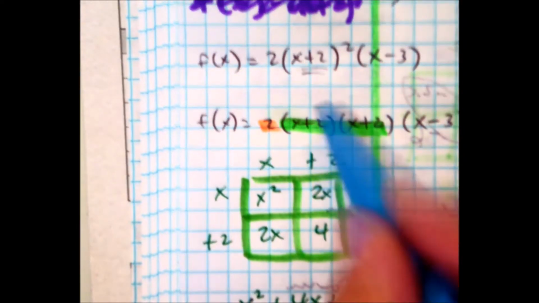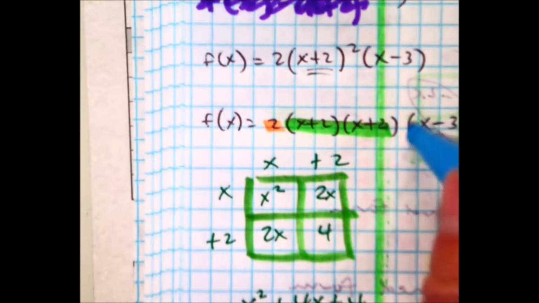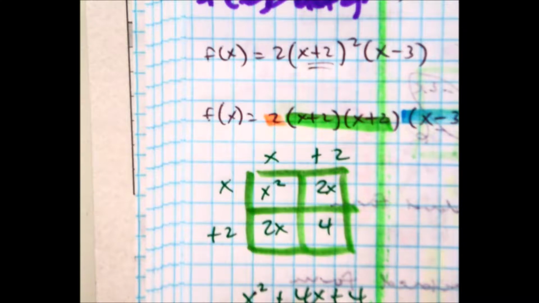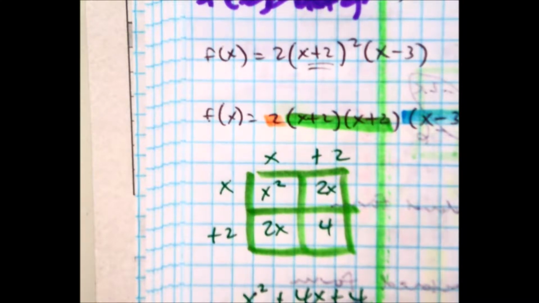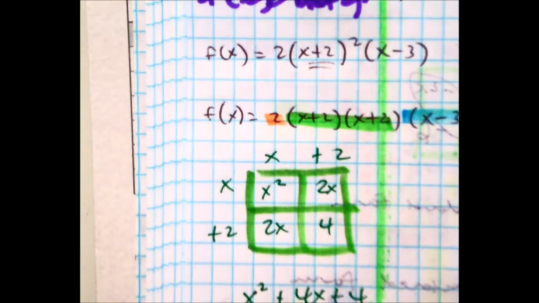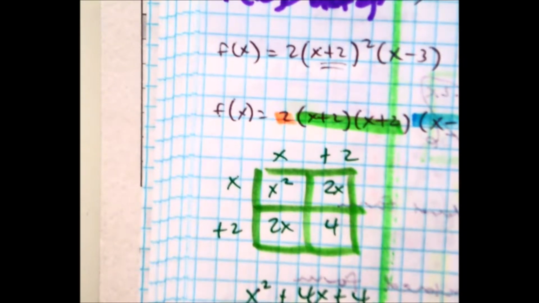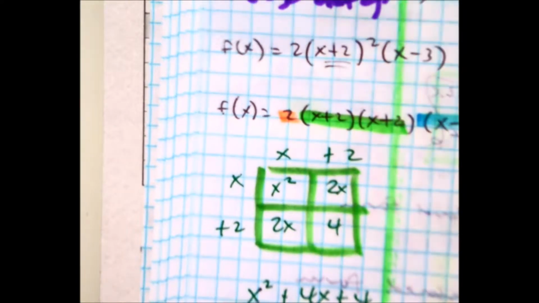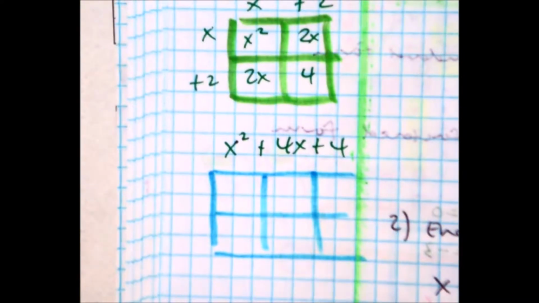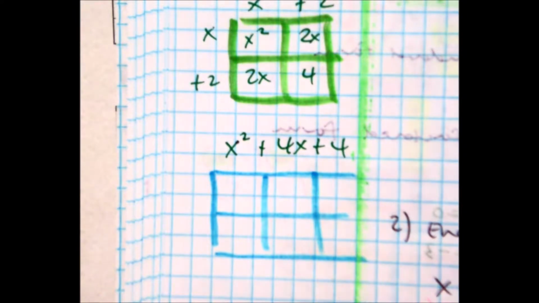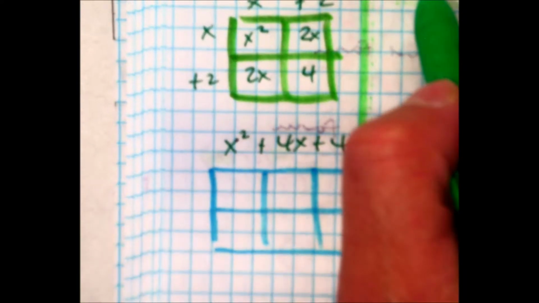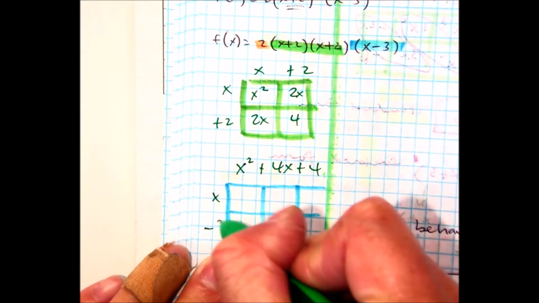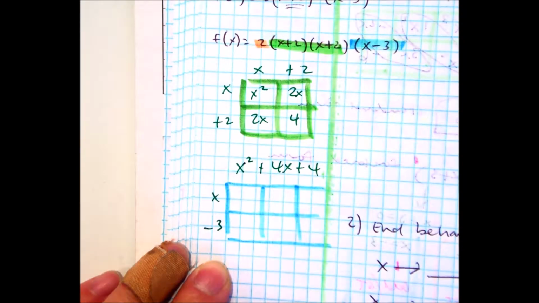Now I'm going to multiply our answer in green with x minus 3. Now you'll recognize there's 3 terms. This is a trinomial. This is a quadratic trinomial. It's the highest power of 2, and there's 3 terms. So now I'm going to write x minus 3 over here. Let's go ahead and multiply.